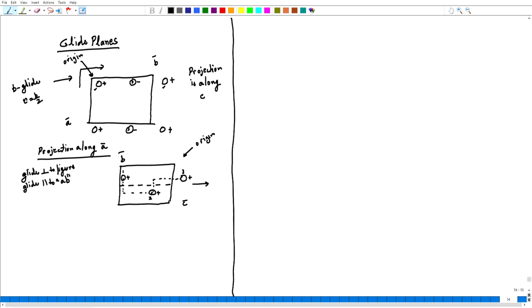How about taking another view? Let us say that now we do a projection along, this time, B. This was projection along C, the first one. So, now the third diagram.